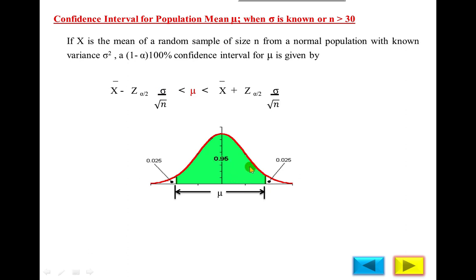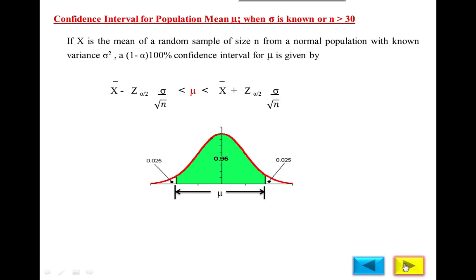So this area is represented by the 1 minus alpha confidence interval. 1 minus alpha, this is the total, 1 minus alpha times 100%. So x bar is the sample mean, sigma is the population standard deviation, and n is the sample size. This is the table value we will find from the table. If alpha is 5%, this will be 0.025, divided by 2 for both sides.